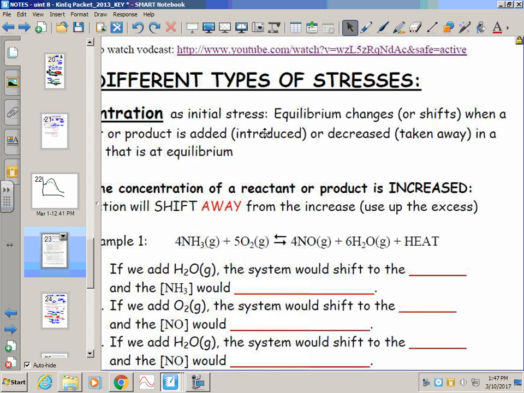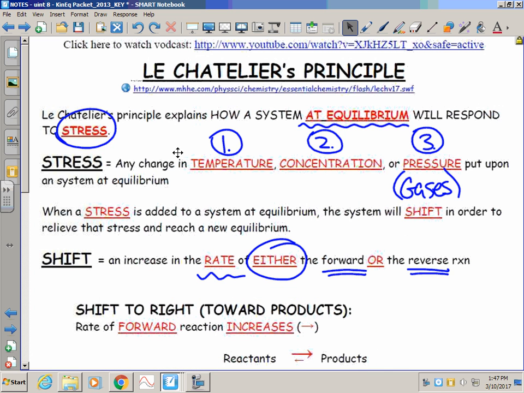Before we talk in detail about the specific stresses that are associated with LeChatelier's principle, I want to briefly review what LeChatelier's principle first assumes. And that is that the system we are talking about is at equilibrium. So prior to us, the experimenter, introducing this stress to the system, we're talking about a system that's at equilibrium, a system where the forward and reverse reaction rates are equal and the reactant and product concentrations are constant. Okay, remember that. Equilibrium, equal rates, constant concentration.